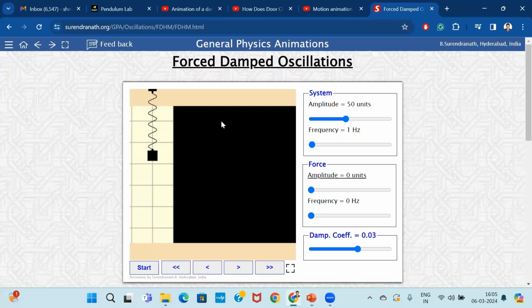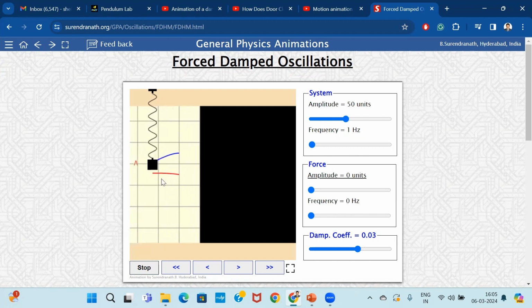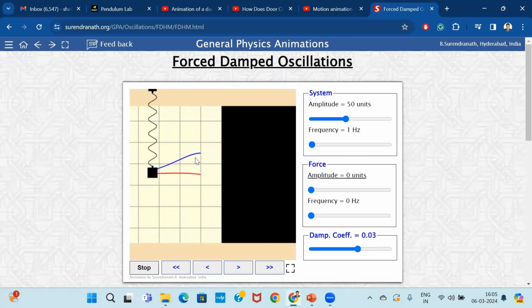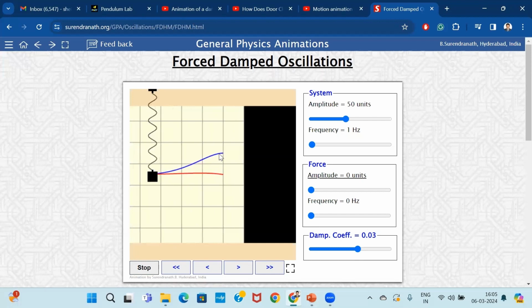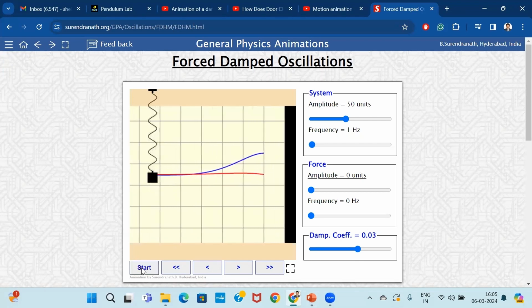See this one here. Now the natural frequency we put as 1 Hz, and the damping factor is 0.03. See in this case, what will happen, we'll check here. Now the red color is the damping factor and blue is the actual amplitude. This amplitude decreases without making any oscillations. See here, without making any oscillations, the amplitude decreases.